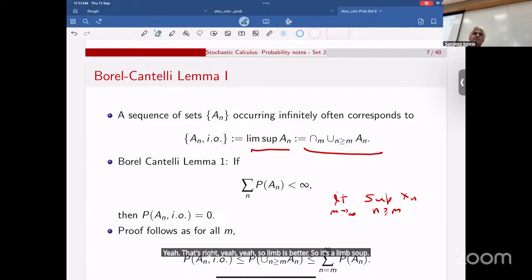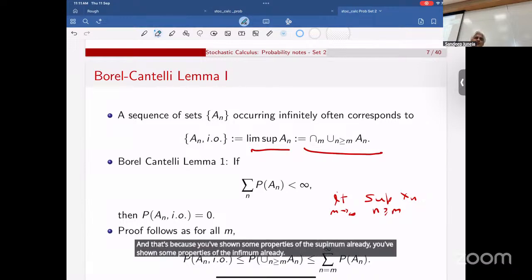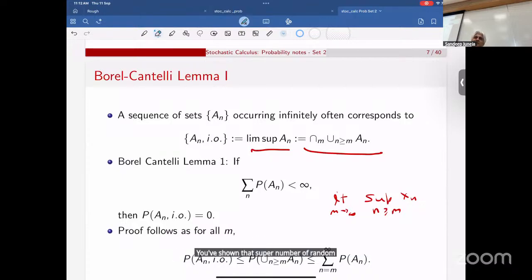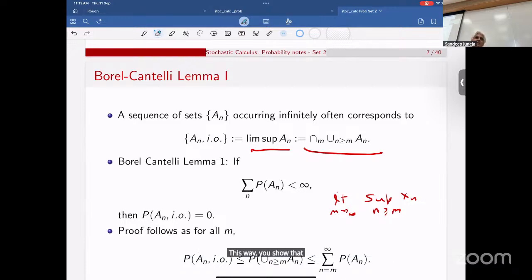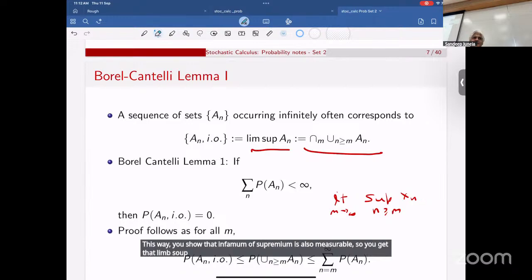But generally people write it often as infimum supremum. That's because you've shown some properties of the supremum already, and some properties of the infimum already. You've shown that the supremum of random variables is measurable, and that the infimum of random variables is measurable. This way you show that the infimum of the supremum is also measurable, so you get that limsup is measurable. You need an argument, yes, all this. But I'm just saying that's why inf sup is also a popular definition.